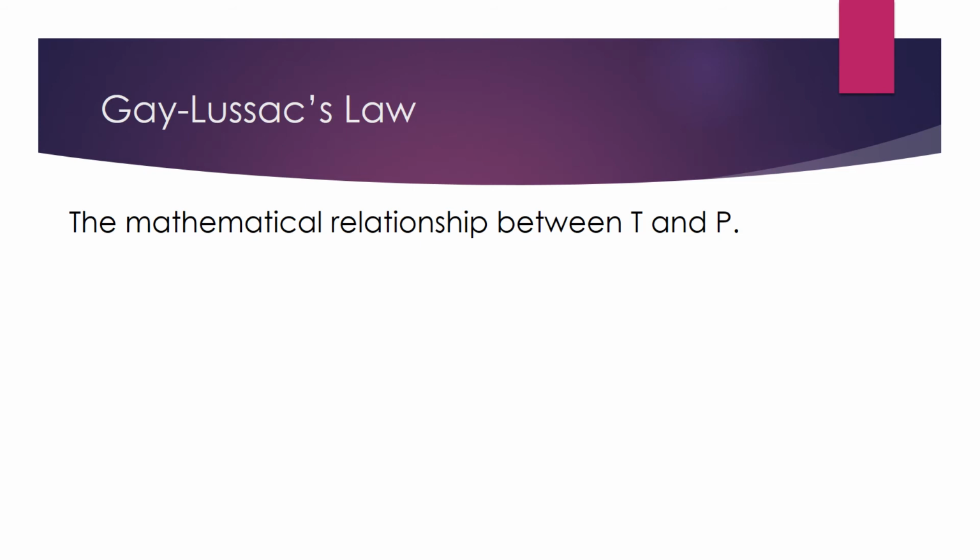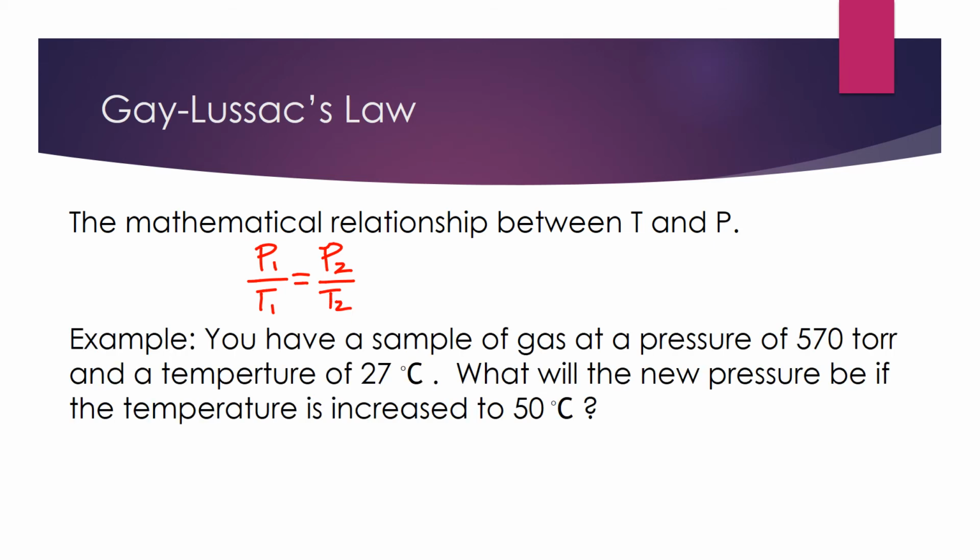Okay, so Gay-Lussac's law, have your laugh, is the mathematical relationship between temperature and pressure. Now, since pressure and temperature is a direct relationship, Gay-Lussac's law is P1 over T1 equals P2 over T2. Now, when we solve pressure and temperature problems, we do it in exactly the same way as we did with Boyle's Law.